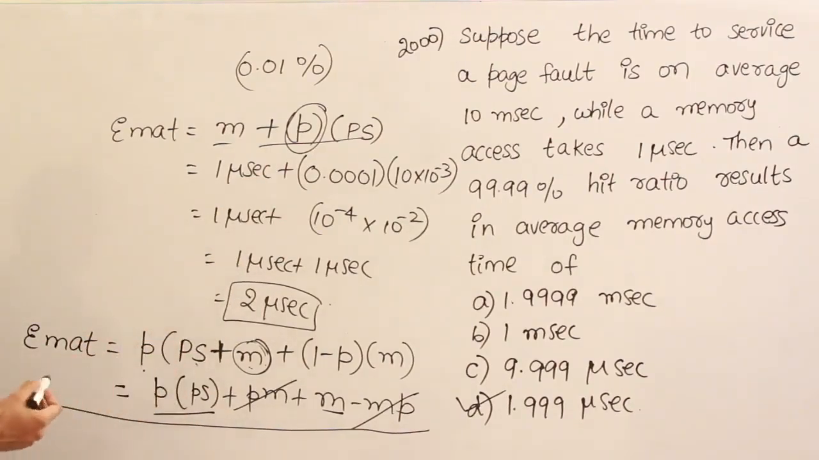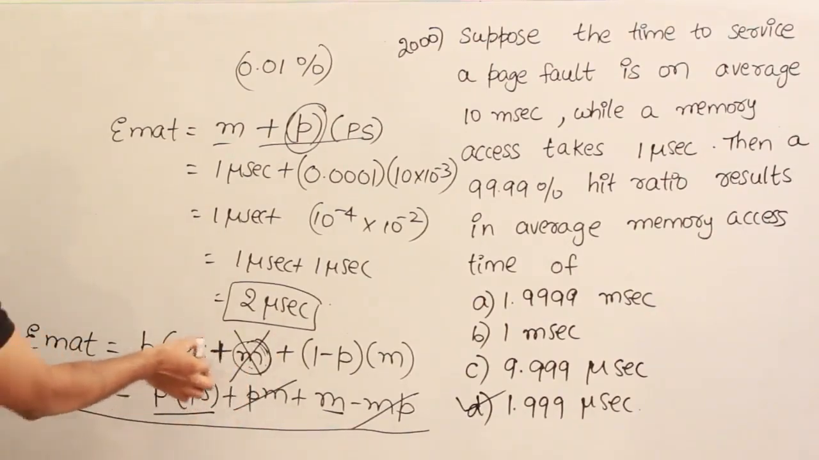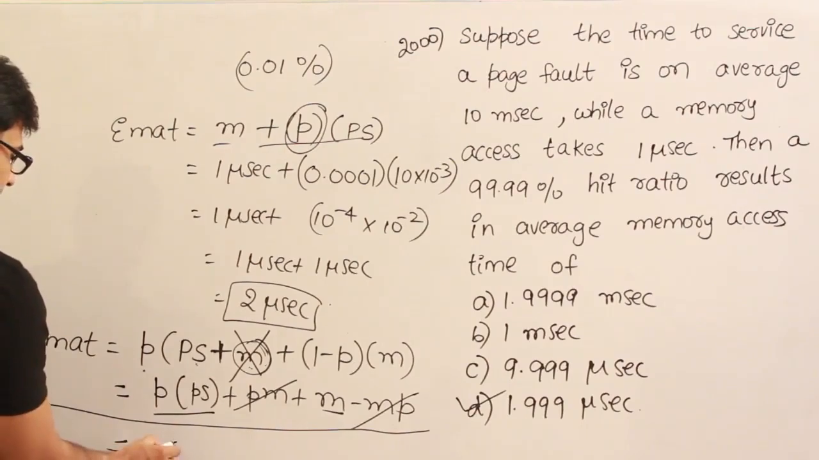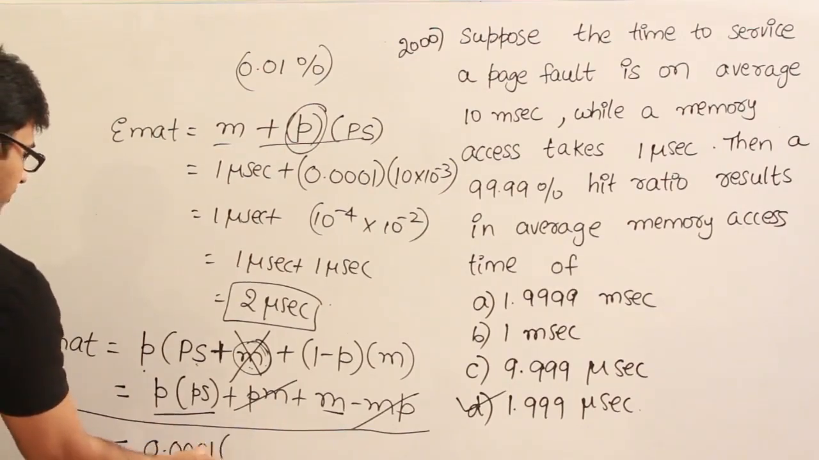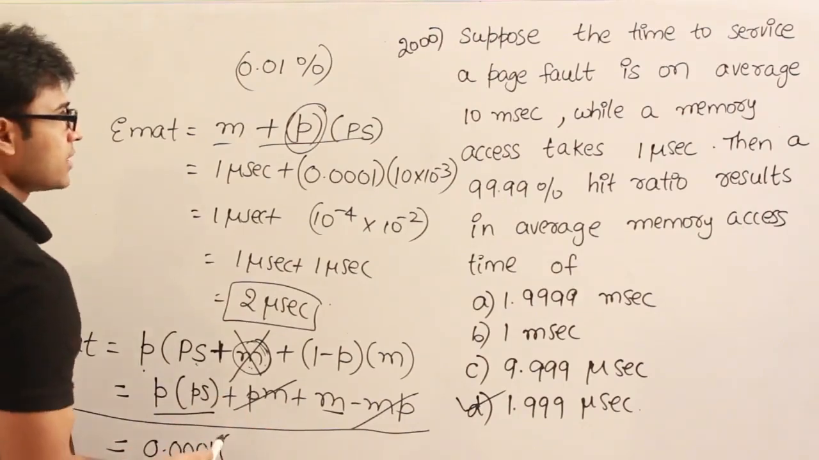So the formula which they have used is, they didn't have this one, right? And if you substitute directly in this, you will get that answer. Effective memory access time is, what is the P? Page fault rate is how much? P is page fault rate, right? So page fault rate is 0.01. Sorry, 0.0001 into what is page fault service time? Page fault service time is 10 milliseconds.